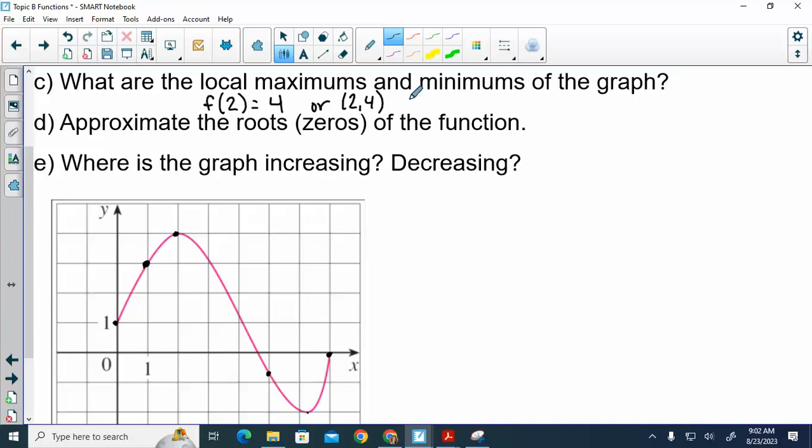Okay, the local minimum is right here. So if I did function notation, what is that x value? 6.1, 6.2-ish, something like that. And that is equal to -2. Or for local minimum, you're welcome to give an ordered pair as well. Either notation is fine.